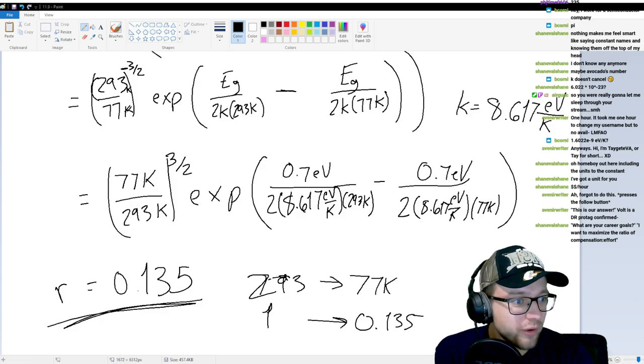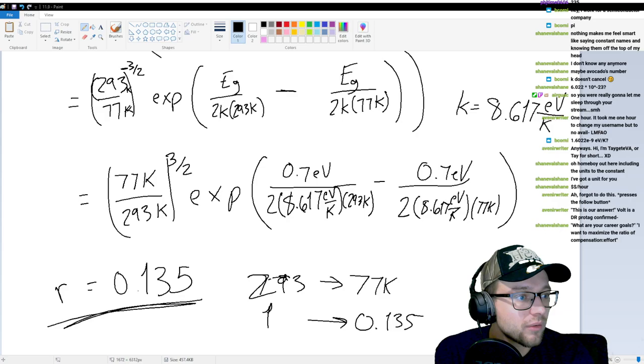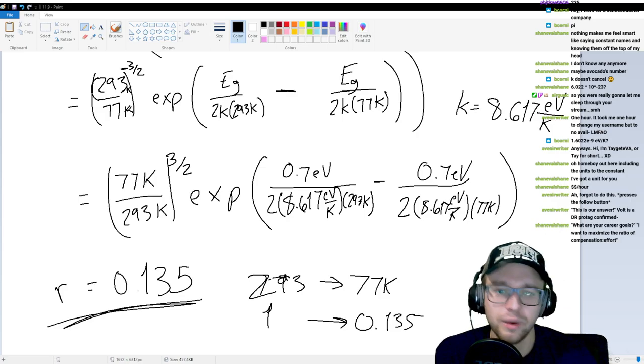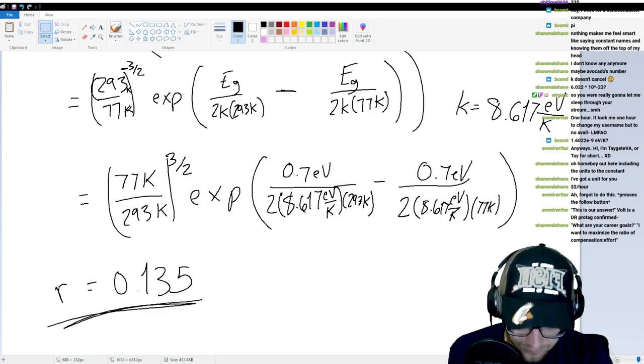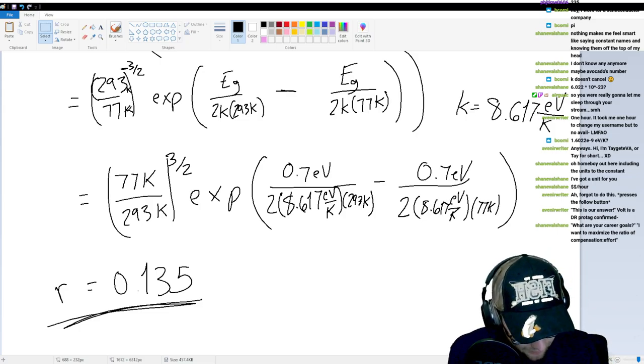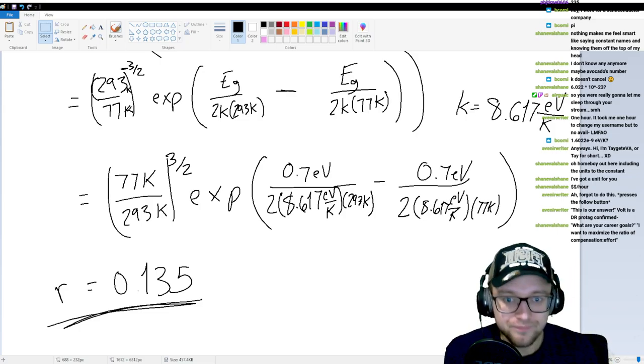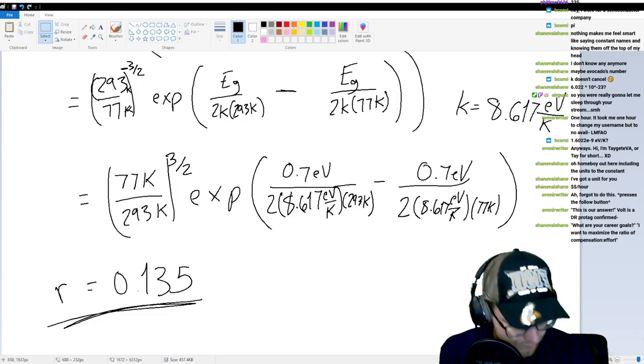And I'm pretty sure I've worked this one out before, and I think that's what I got last time. Or maybe I'm just way off. No, that's not right. That's way too high. This needs to be lower. Did I type this in wrong? There's a minus. Nope. Where did I go wrong?